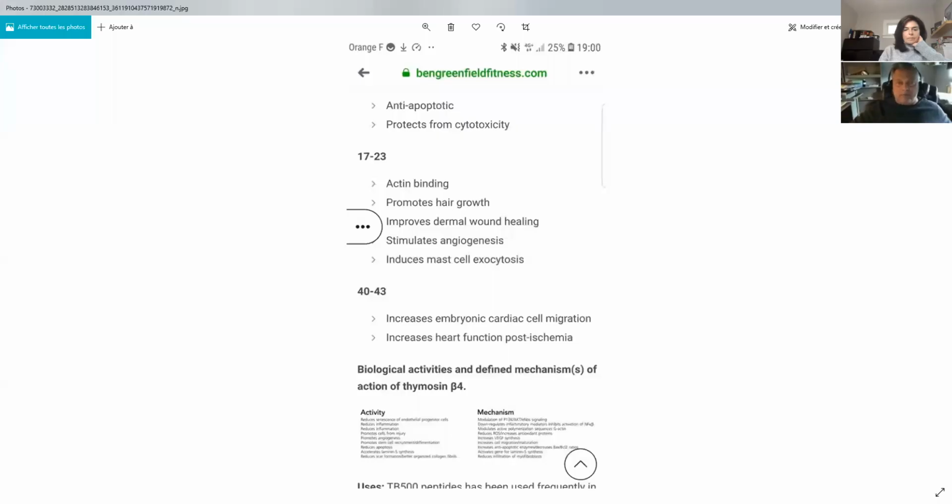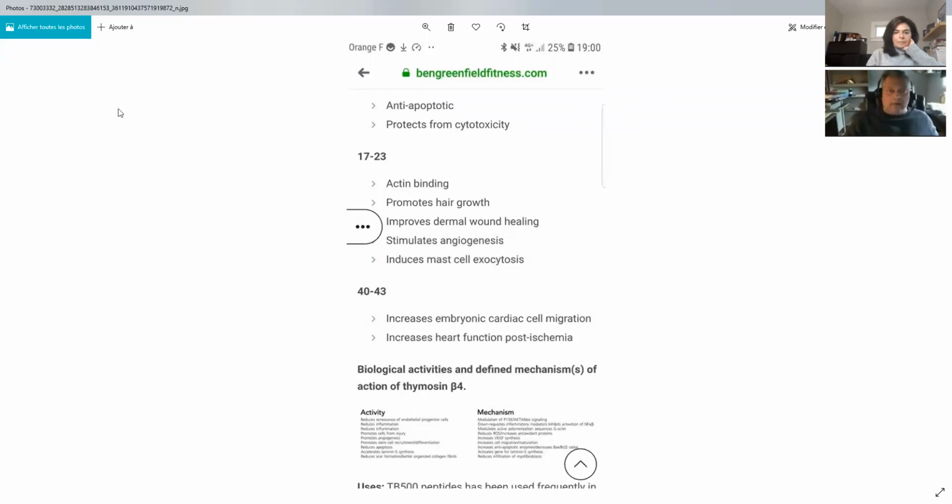So one of those fractions, and I'm going to share a screen right now. That's not from me, actually. That's from Ben Greenfield. He found it for me, so that's good. So one of those fractions of thymosin beta 4 is the amino acids 17 to 23. This 17 to 23 refers to amino acids within the peptide. Exactly, the number 17 to 23. And that is the TB500.